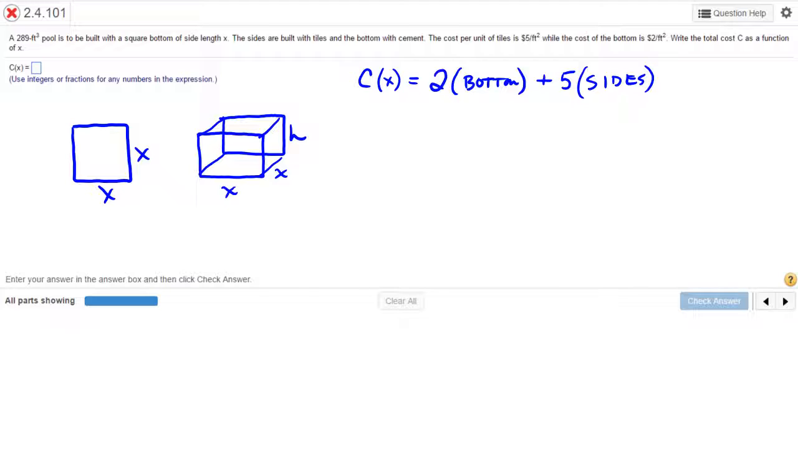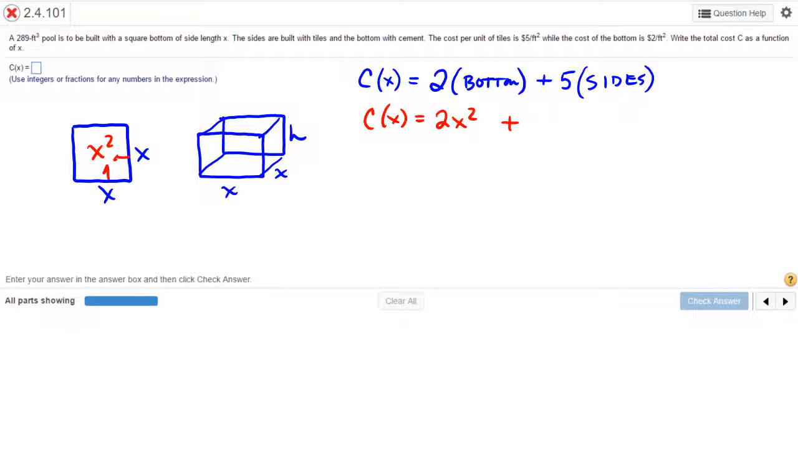So for the bottom, we were looking at area though. So now let's come back, let's look at area here. So for the bottom, when we get the area here, this is x squared. So that's cool, we're getting somewhere here. This is going to be 2 times x squared.